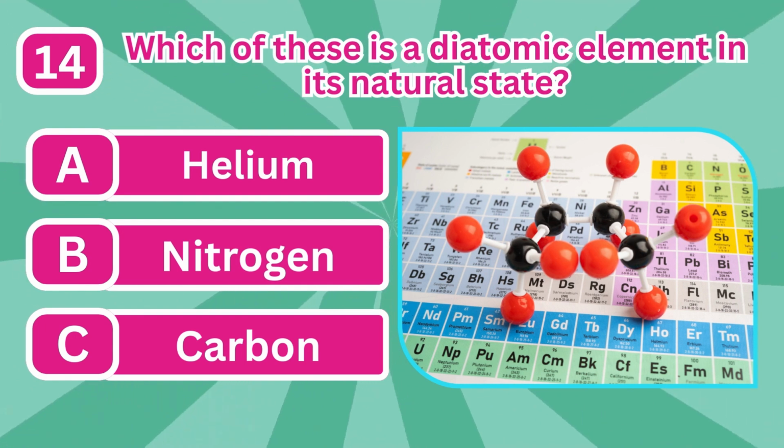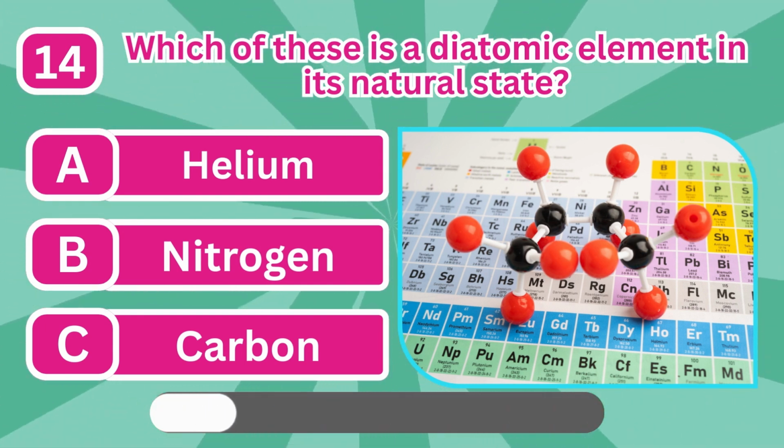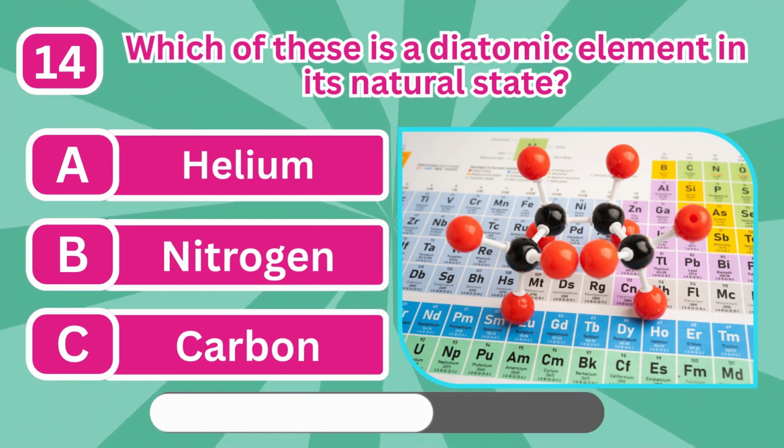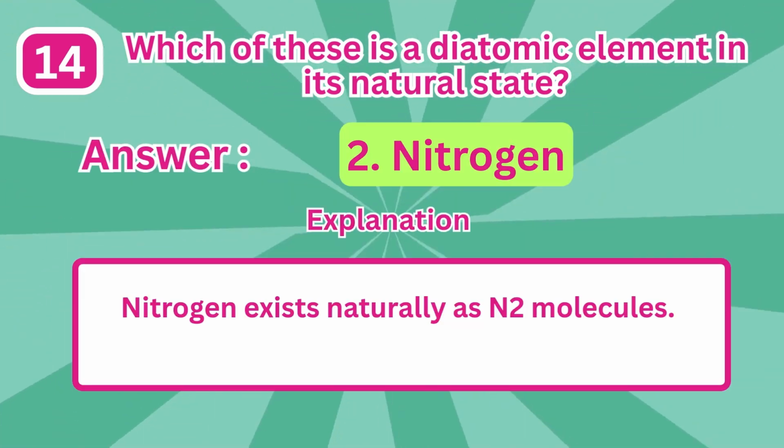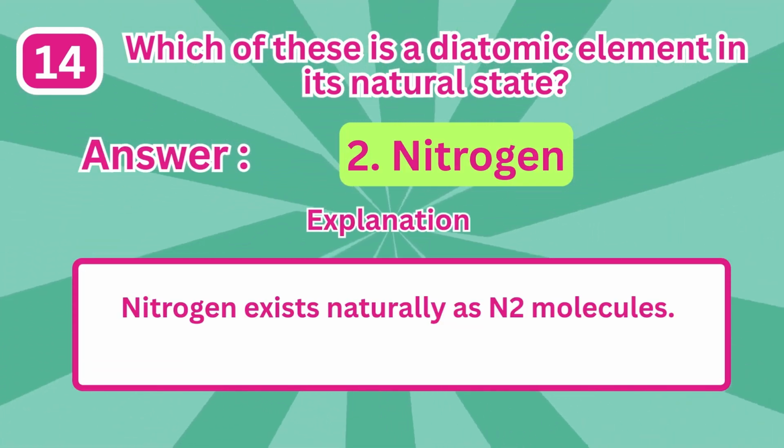Which of these is a diatomic element in its natural state? Two. Nitrogen. Nitrogen exists naturally as N2 molecules.